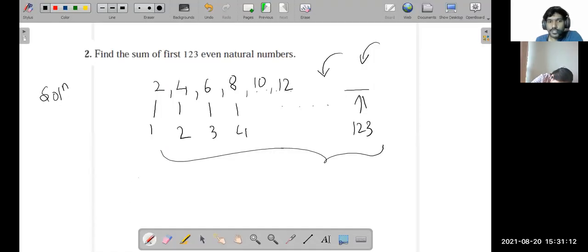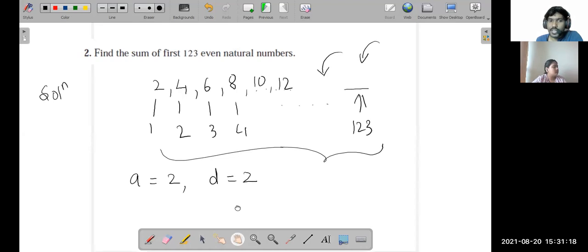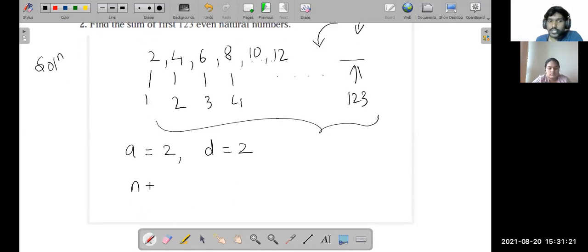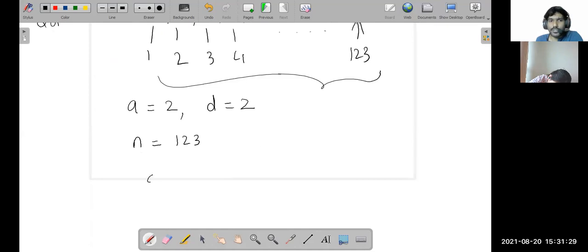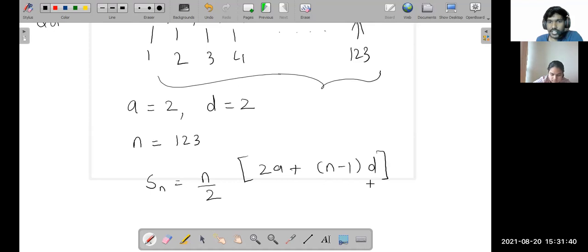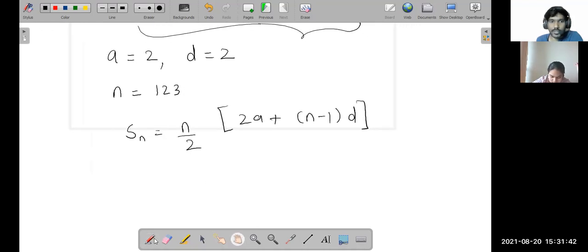So we know our first term, A, is 2. Common difference is also 2. And how many even numbers in total? 123. So our n is 123. Now we can use the first formula: Sn is equal to n upon 2 into (2A plus (n minus 1) into D). Directly substitute all the values now.